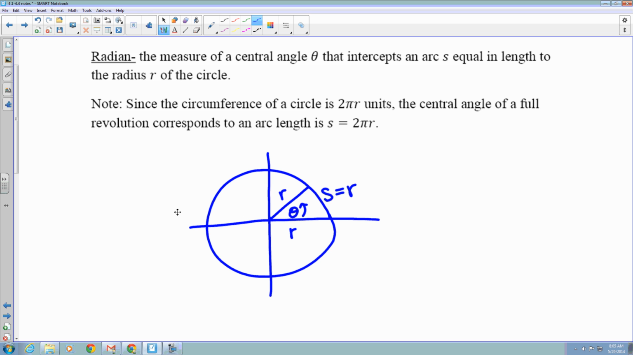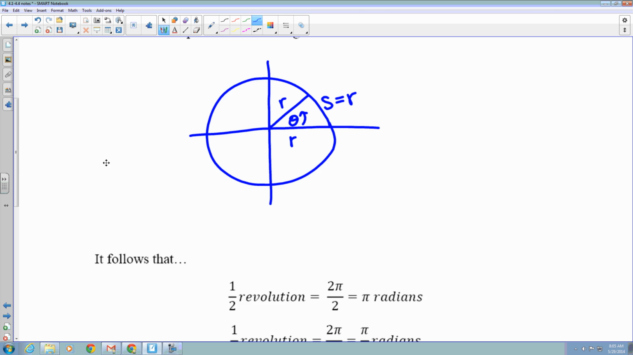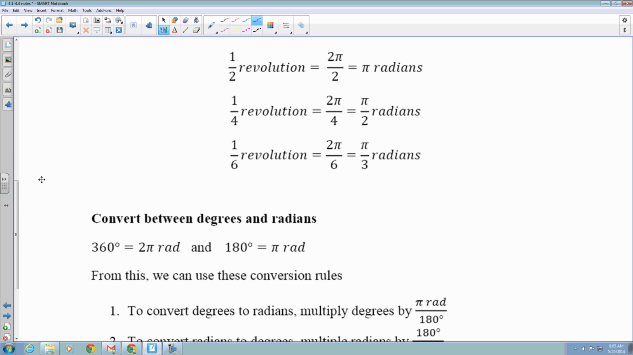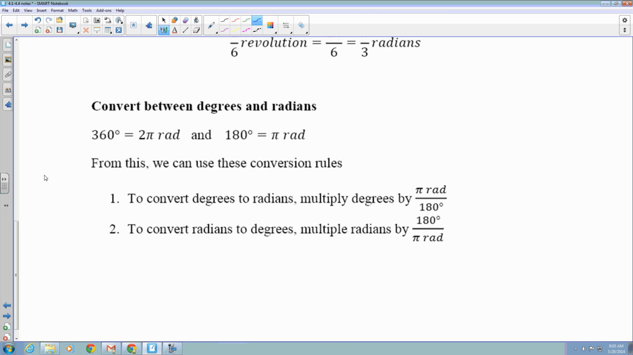Instead of having 360 degrees like in a circle, with radian measure, we have 2 pi in one revolution. So if we have 2 pi in one revolution, that means that a half revolution, which would be 180 degrees, is pi. A quarter of a revolution is pi over 2, and a sixth of a revolution is pi over 3. So now we need to figure out how to convert between degrees and radians.